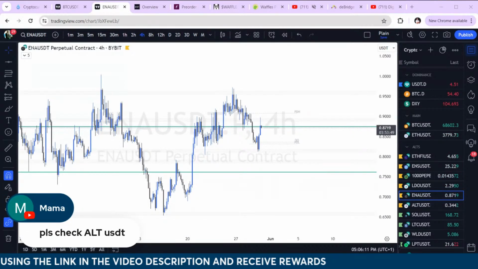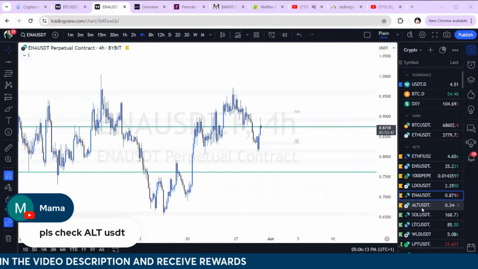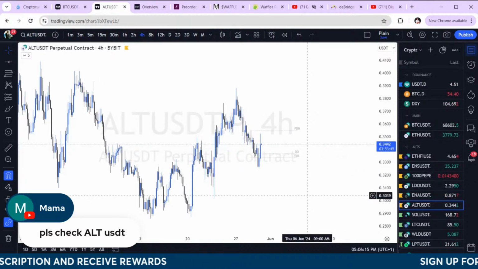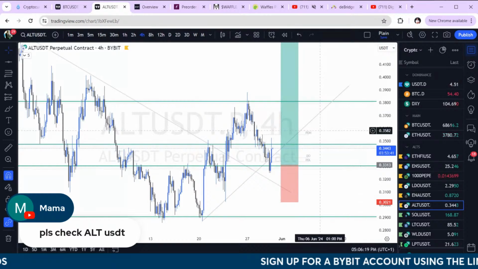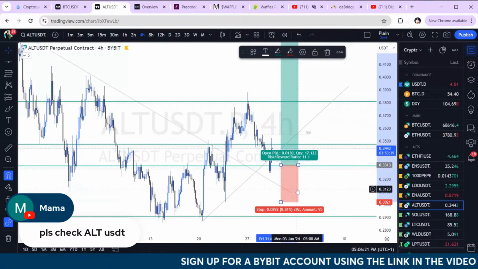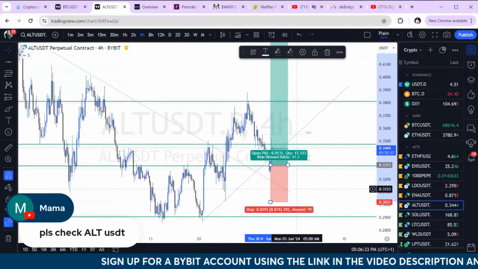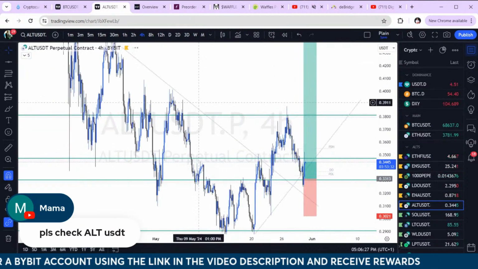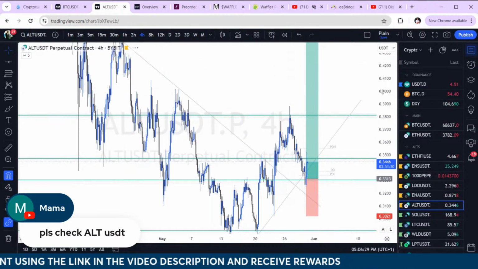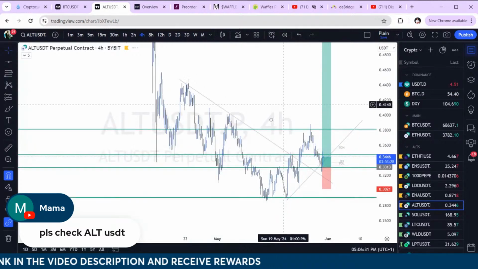Okay, so you want me to look at ALT? I think ALT is one of those tokens. My trade for this is currently running. You can see this is the setup we looked at yesterday, right? So if you took this trade, you should be in profit already. I have a trade for this that is currently running, and let's see how this goes. Remember what I said, this is a swing trade.